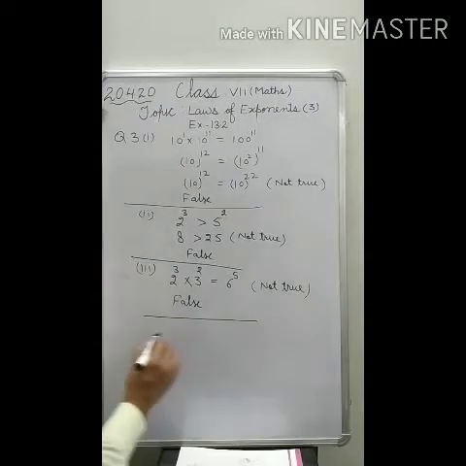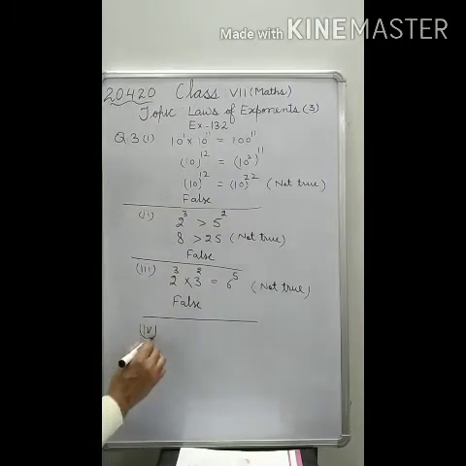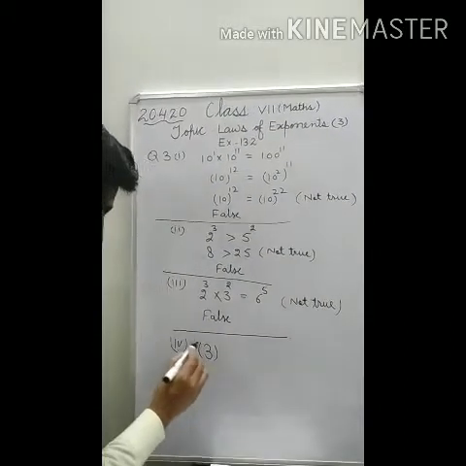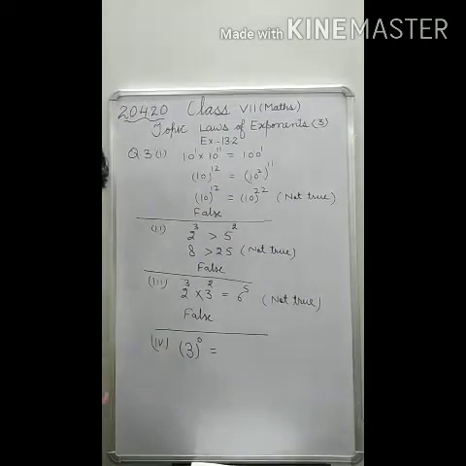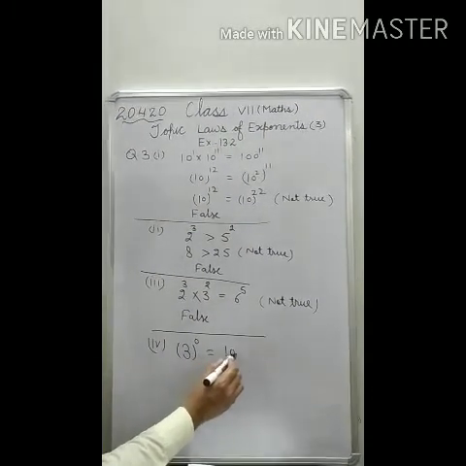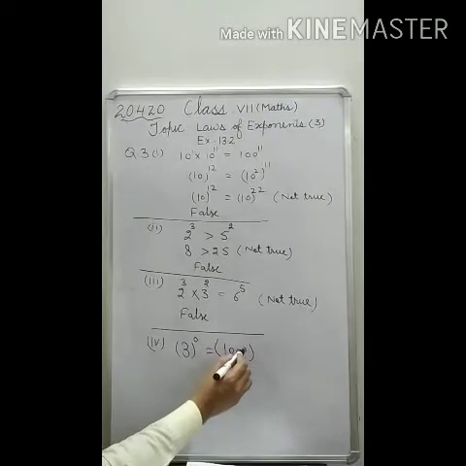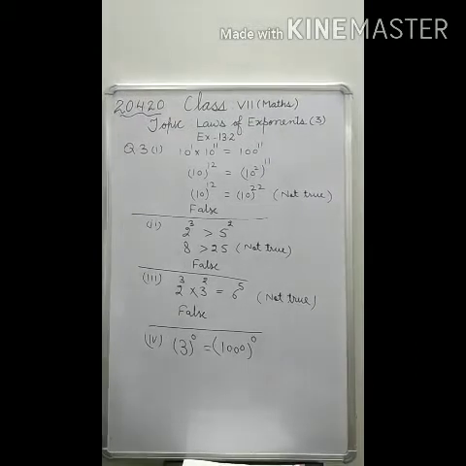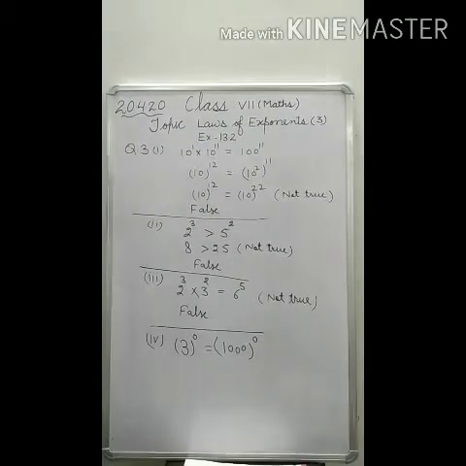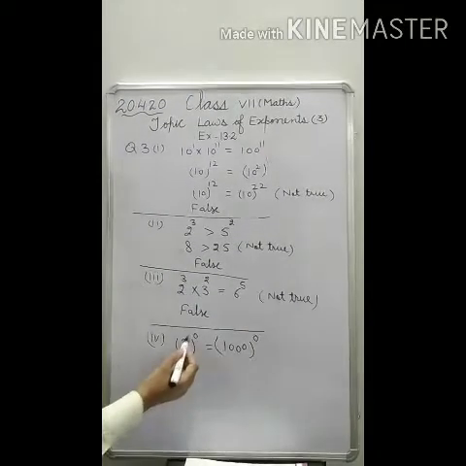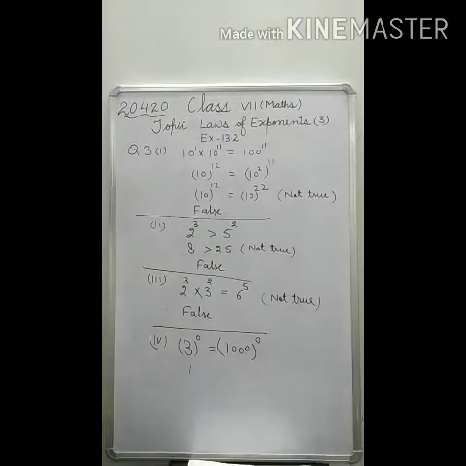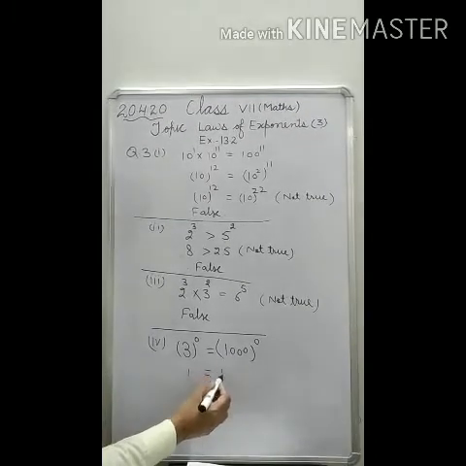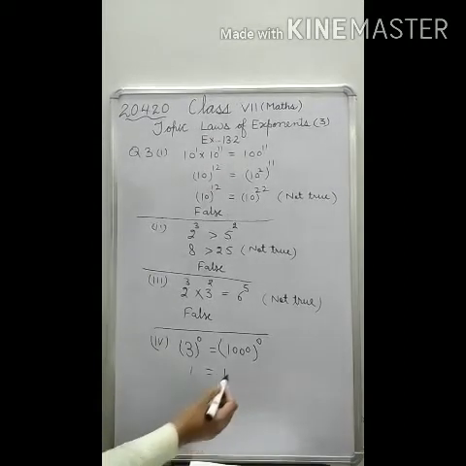Now move to the last part, part number 4. In this part we are given 3 raised to the power 0 is equal to 1000 raised to the power 0. Students, we know it very well that the power 0 of any integer is always equal to 1. So 3 raised to the power 0 will be 1, and 1000 raised to the power 0 will also be 1. Here 1 is equal to 1. This is true.